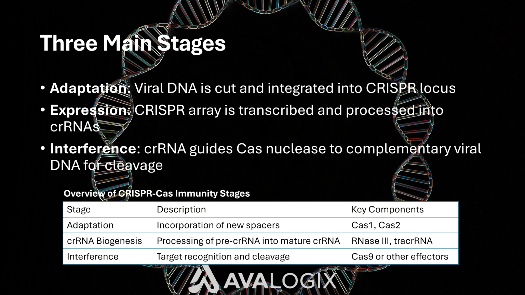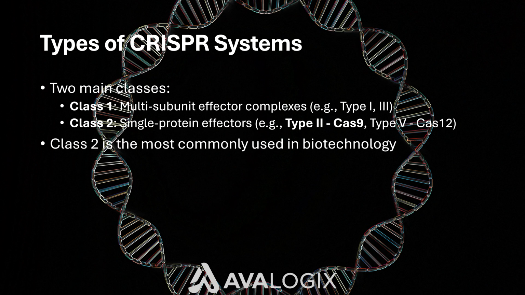Now, let's discuss the classification of CRISPR-Cas systems, which is based on the structure and function of the Cas proteins involved. Broadly, CRISPR-Cas systems fall into two classes. Class 1 systems utilize multi-protein effector complexes. These are more ancient and complex, involving a cascade of proteins to carry out the interference stage. Types I, III, and IV fall under this category.